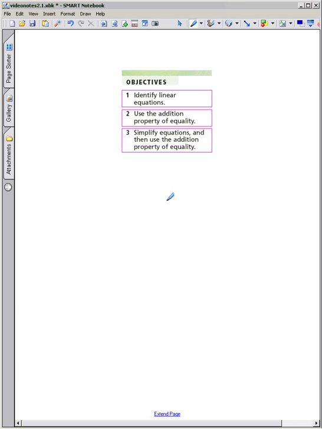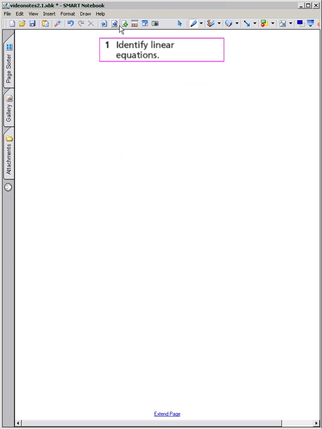So let's look at what we are going to cover. We're first going to talk about how to identify linear equations. Then we're going to talk about using the addition property of equality. And then we're going to talk about simplifying equations and using the addition property of equality to solve those. So let's first talk about identifying linear equations.